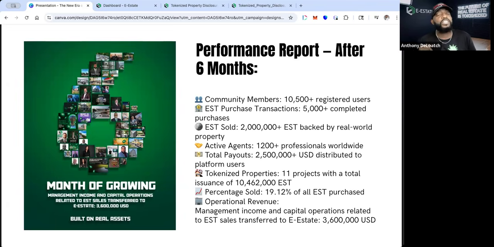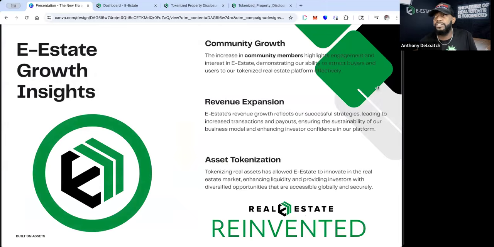This company grew to more than 1,200 real estate professionals worldwide in just a short 6 months. And this company has paid out more than $2.5 million to people who actually owned tokens that represent real world assets out there. Guys, this is real passive income. These are real profits being paid to people's wallets. This slide says 11 projects, but we're up to 12 projects on our platform right now that are worth more than $100 million, guys. This is not your average project. And I want to tell you that we're in massive momentum.